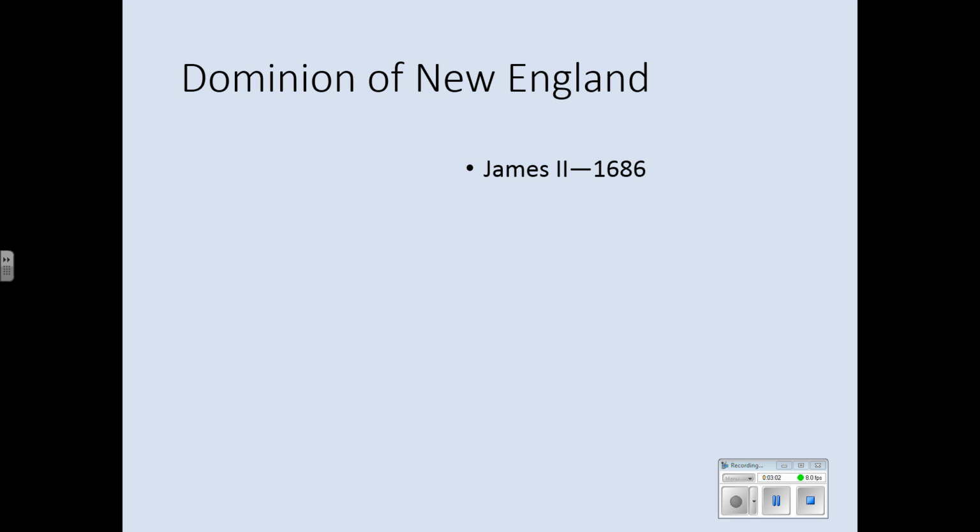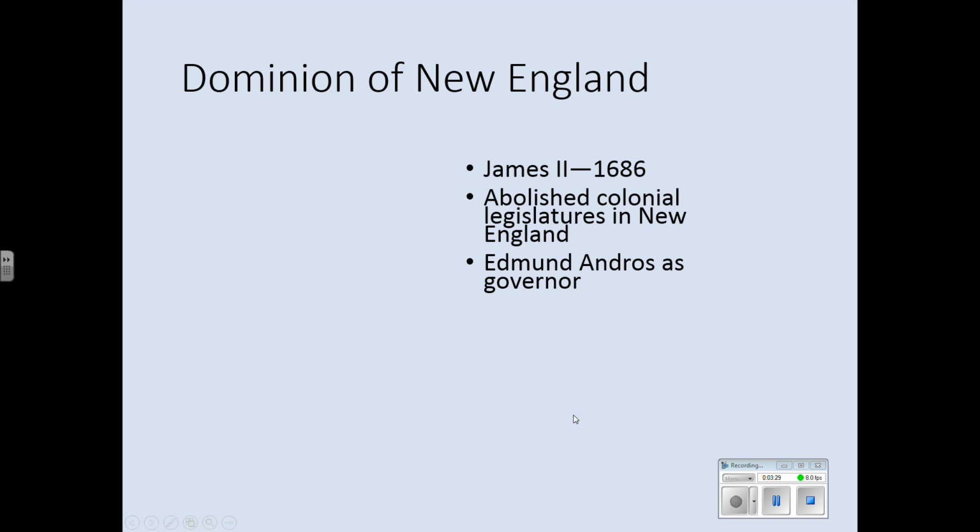Now, after Charles II died in 1685, his brother James came to the throne and established what was called the Dominion of New England. Now, he got rid of the colonial legislatures in New England, so that tradition of self-government that they had been developing was taken away from them now, and they were not happy about that.